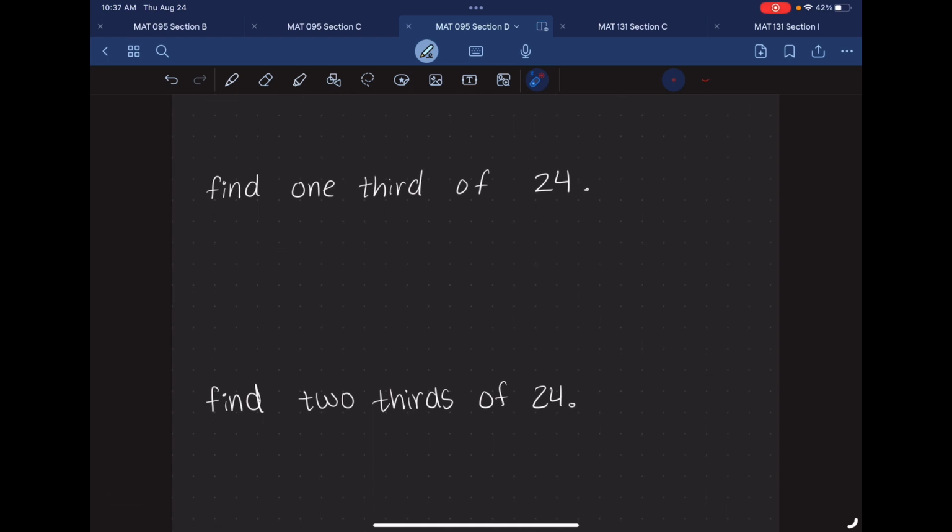If I want to find 1/3 of 24, I'm just going to take 1/3 and multiply it by 24. And that's going to give me 24 divided by 3, which is 24 cut up into 3 pieces. And so that gives me 8. In fact, 8 makes sense to be 1/3 of 24, right? Because 8 times 3 gives us 24. So 24 divided by 3 gives us 8, which is 1/3 of 24.